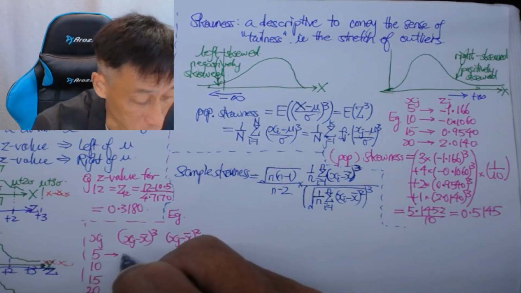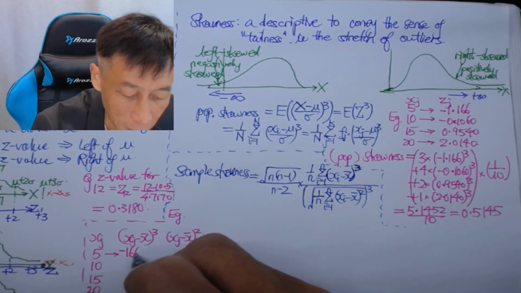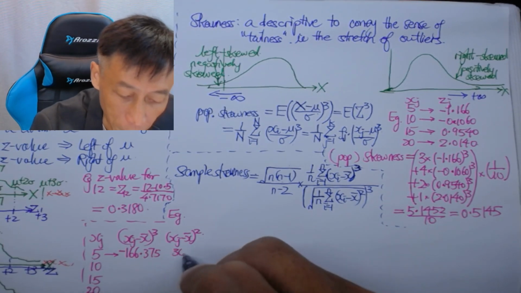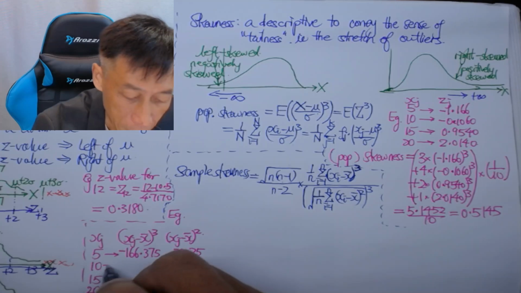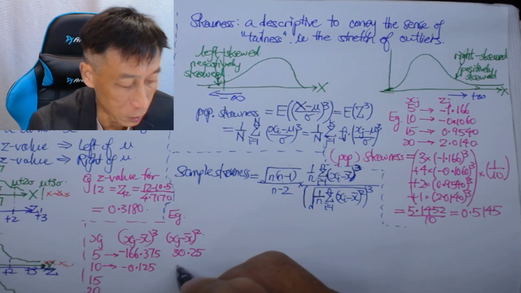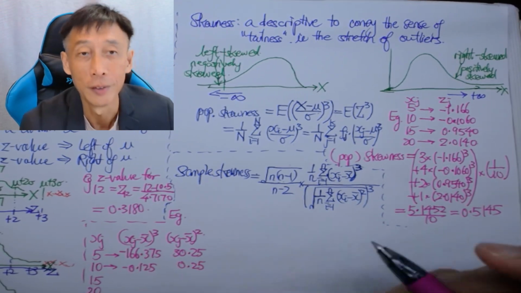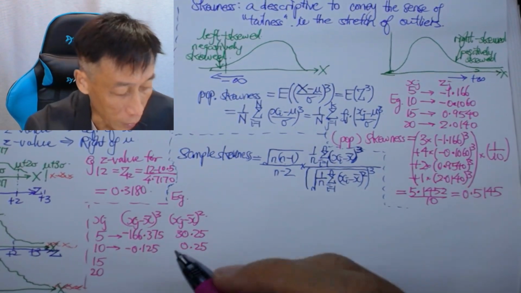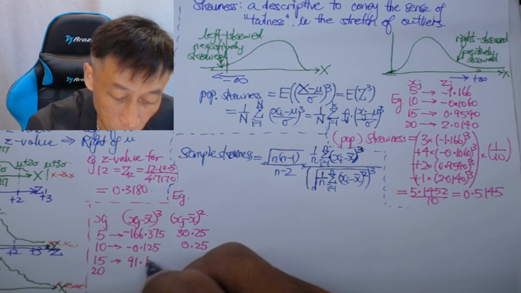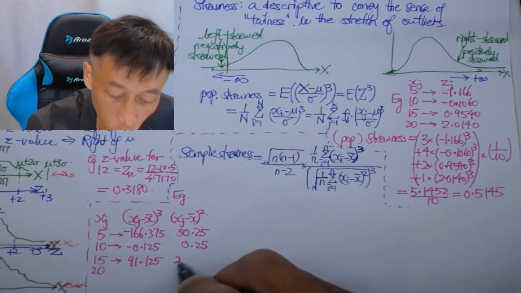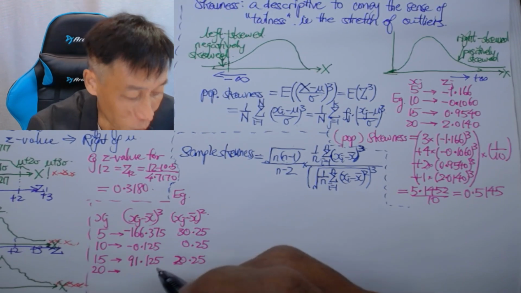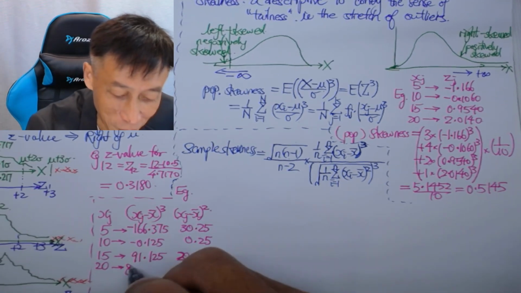So this gives rise to negative 166.375. And for the squaring, we get a positive number. This gives rise to negative 0.125 and the squaring 0.25. Then we have 15. That gives rise to a positive number now, 91.125. And for the squaring, 20.25. And for the 20, we get 857.